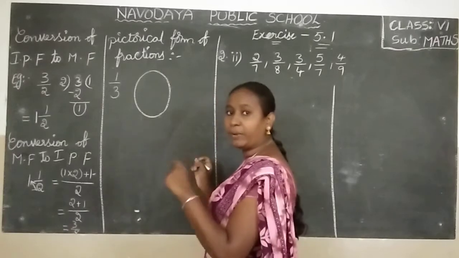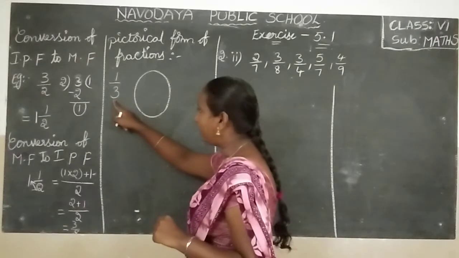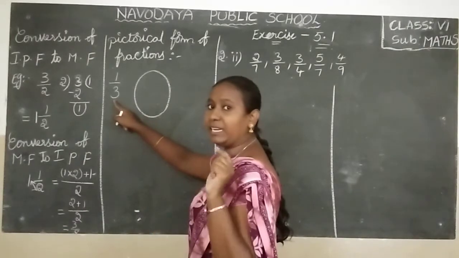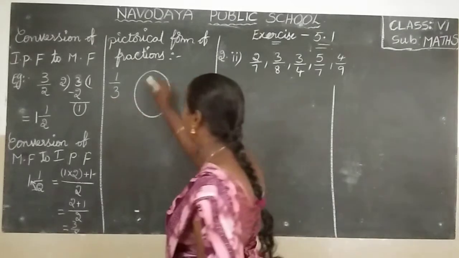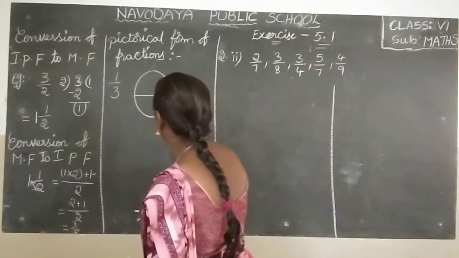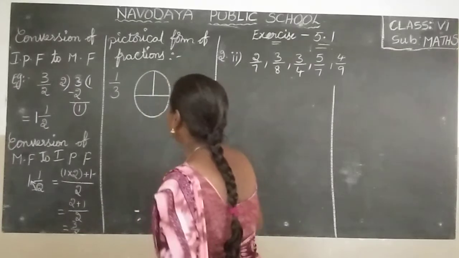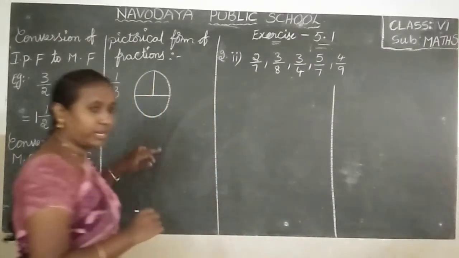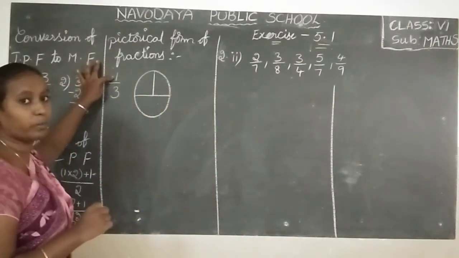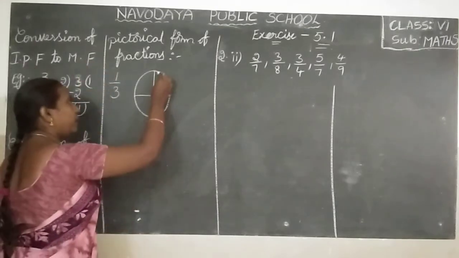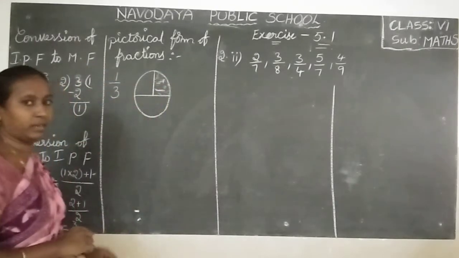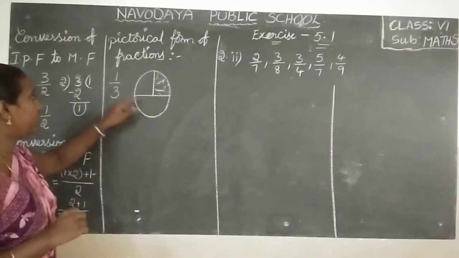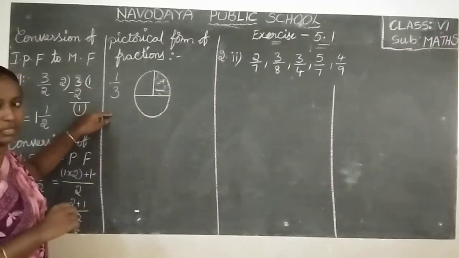We have to divide this circle into 3 parts. We look at the denominator of the fraction, so we divide the circle into 3 parts. How many parts do we shade? Take the numerator value. So 1 part we shade here. This is the pictorial representation of this fraction.